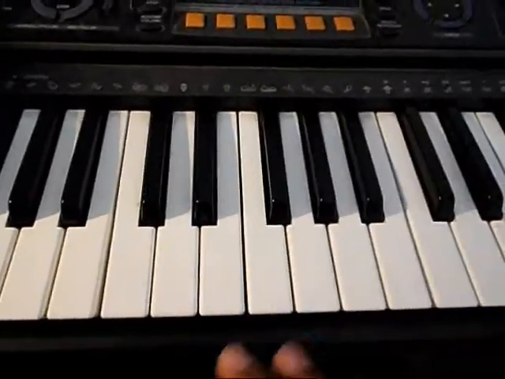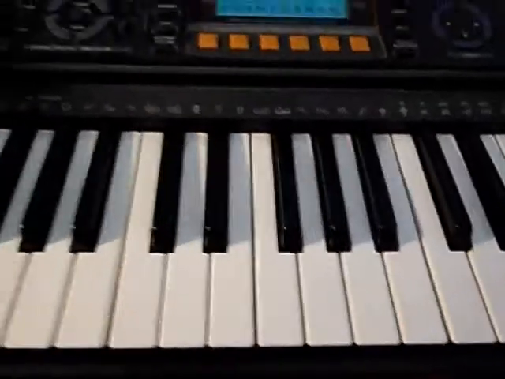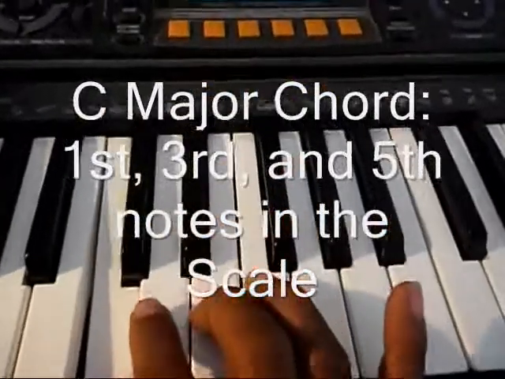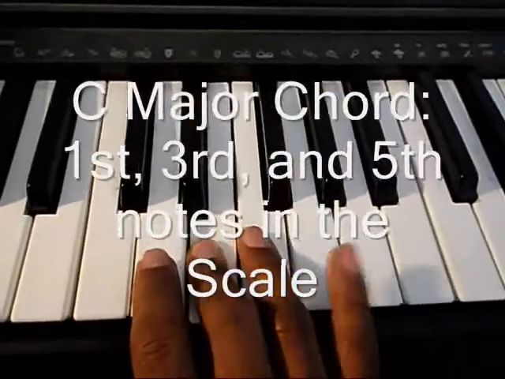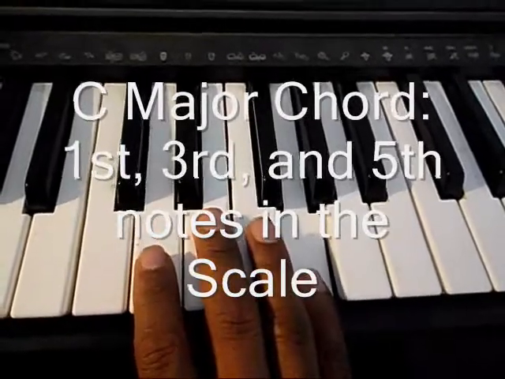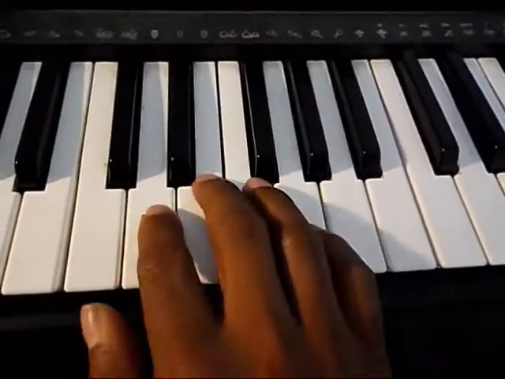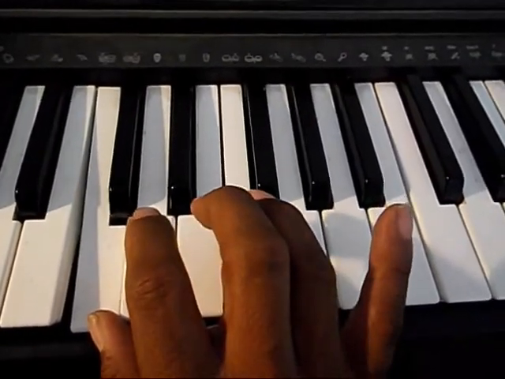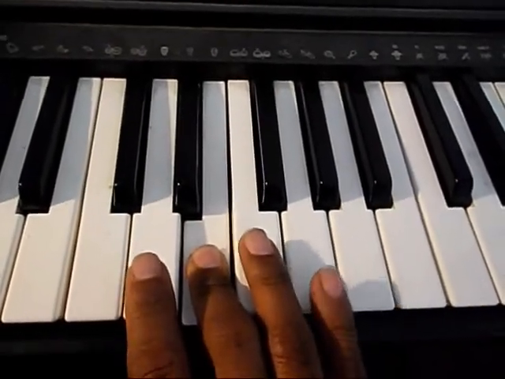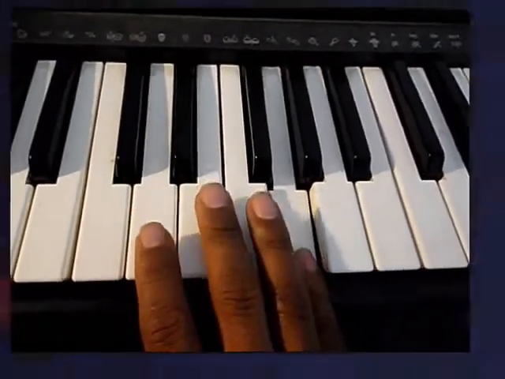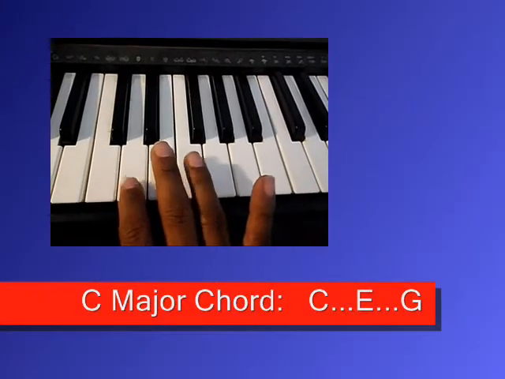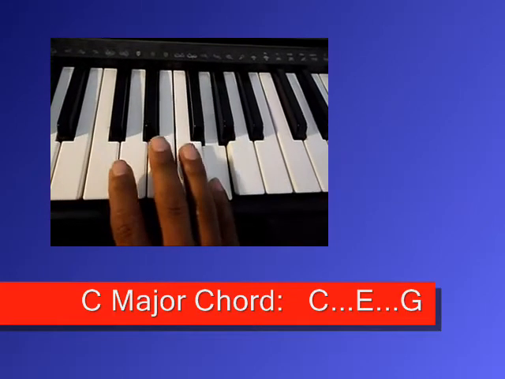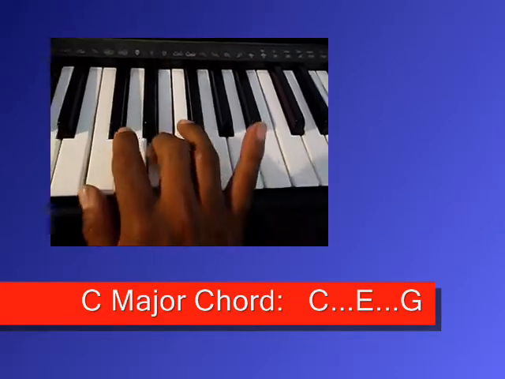Okay? So that's that part. Now the next part is your chord. The major chord is made up of the first one, the third one, and the fifth note in the scale. So if you look at C, D, E, F, G, the first one is C, the third one in the scale is E, and the fifth one in the scale is G. Now your second one would be D and F, but those aren't in the chord. So you've got C, E, G, G, E, C.